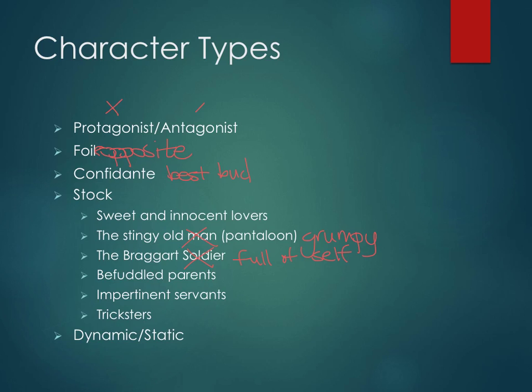The befuddled parents who have no clue what's going on in their kids' lives, but again, it doesn't even have to be parents. It might be the best friend, someone who just doesn't understand what's really going on. The impertinent servants, and again, this does not have to be a servant, but people who are very sassy and step out of place. Perhaps giving advice where advice isn't wanted. And then the trickster, the character who is always making trouble for others.